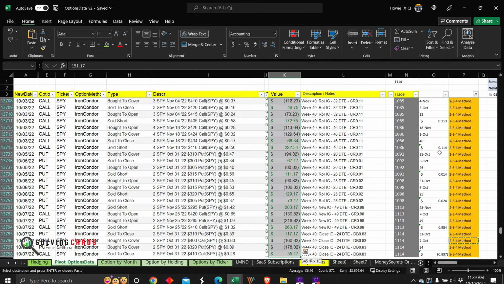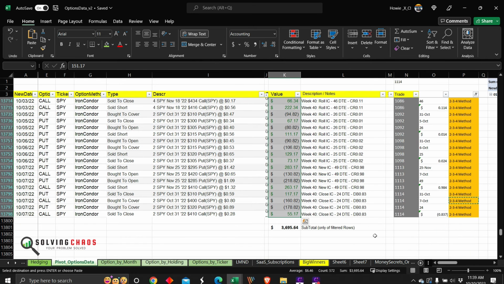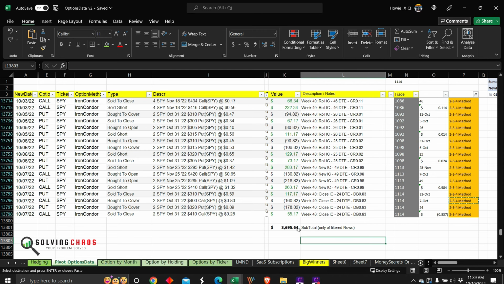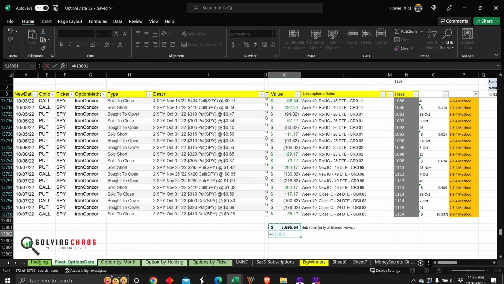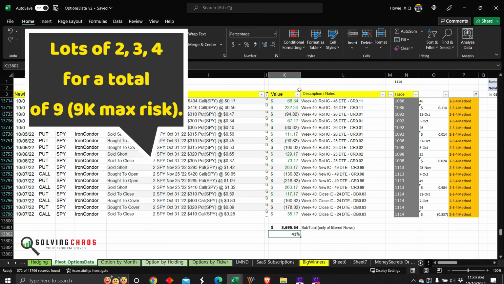If you do this, you'll see that this number, 3,695, will match this. And it should match. I'm using a formula here that says give me everything that I filtered out. So basically, this strategy is taking $9,000. If you take this divided by $9,000, that's what you make.